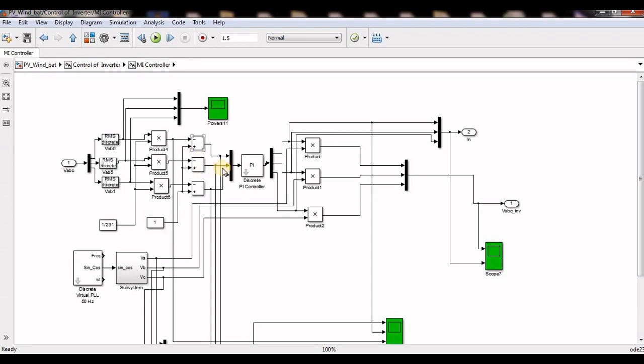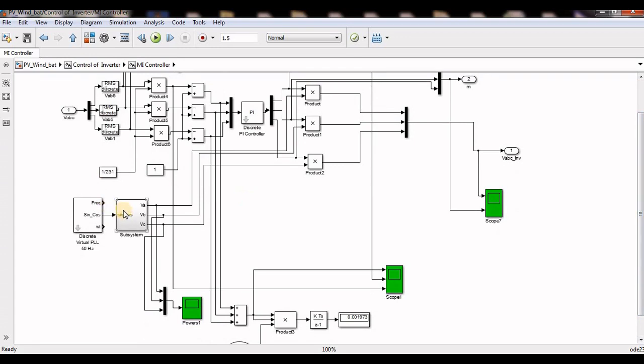I am comparing that to 1. After that, I give this to the PI controller. These are actually 3 PIs because I am using a three-phase system. The PI gives the modulation index of each phase, and I multiply the modulation index of each phase with simple unit sine waves.